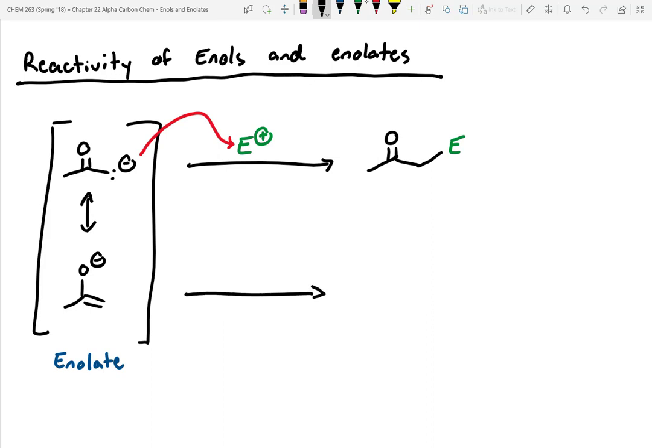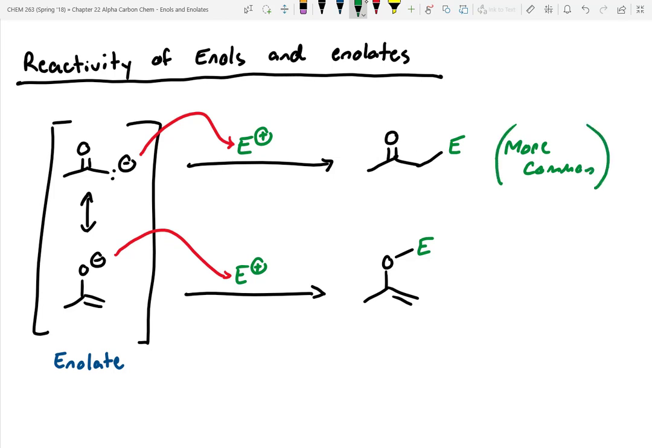Under other circumstances, you can have an electrophile where the oxygen attacks it. That means the double bond remains in this position, and now your electrophile is bonded to the oxygen, and you can make something like an ether. In the textbook, the majority of the examples we see are with carbon alkylation or carbon reactivity. You don't see much of the oxygen reactivity until later on in chemistry. So if you take advanced organic chemistry, you will see more of that. But it is important to remember that both sites are nucleophilic, right? They both have a lot of that partial negative character. So like I said, this one is the more common one in our textbook. The bottom one still can occur, but it requires the appropriate conditions.